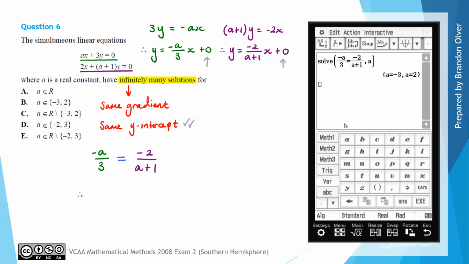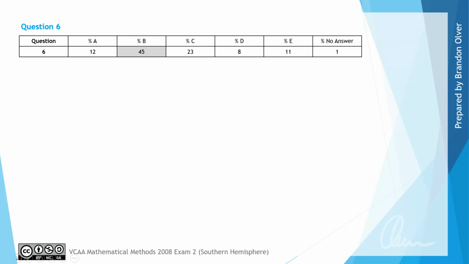From the calculator, we found that the two values of a that would give the same gradient are a equals negative 3 and a equals positive 2. Looking through the options, the way of storing that information is to say that a is an element of the set {-3, 2}, which makes B the correct answer for this question. From the examiner's report, we can see that this question challenged a lot of students, with only 45% getting the correct answer in the exam.